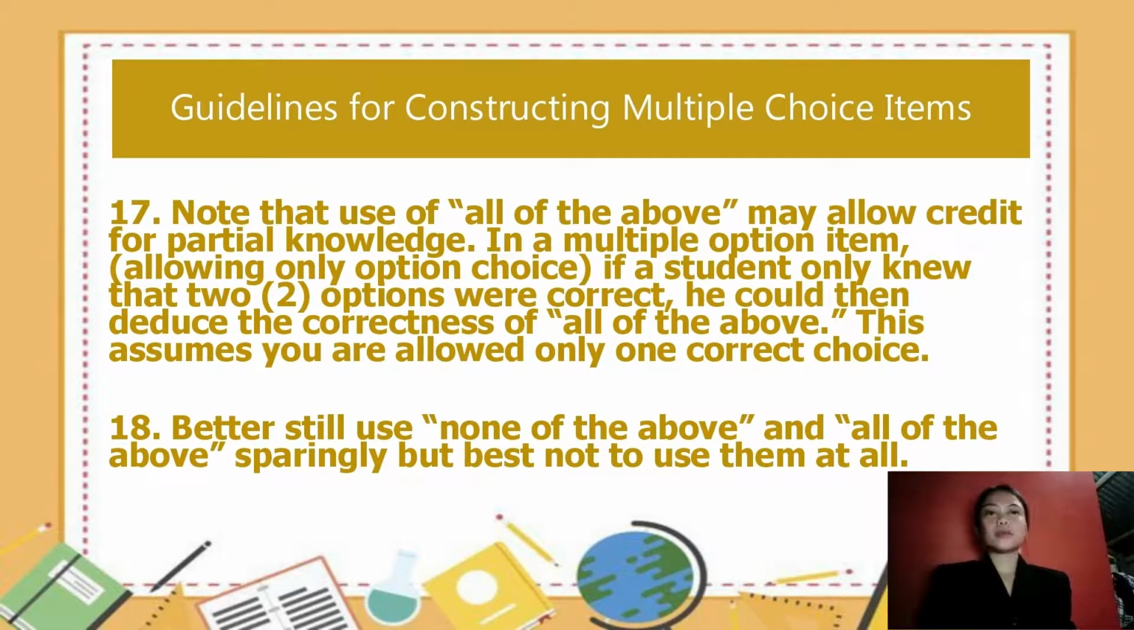Number 18. Better still, use none of the above and all of the above sparingly, but best not to use them at all. Use the alternatives none of the above and all of the above sparingly. When used, such alternatives should occasionally be used as the correct response.